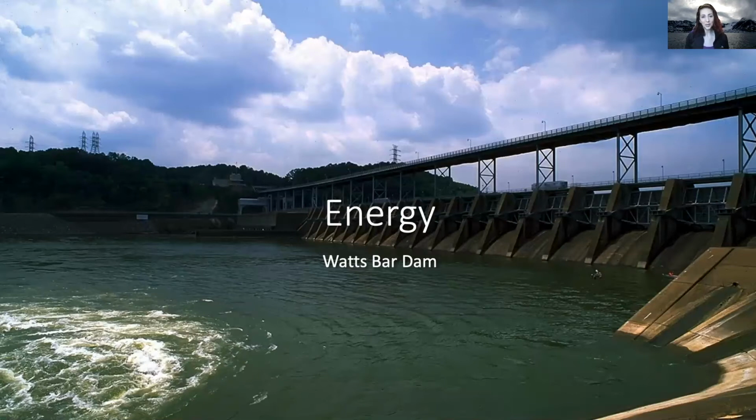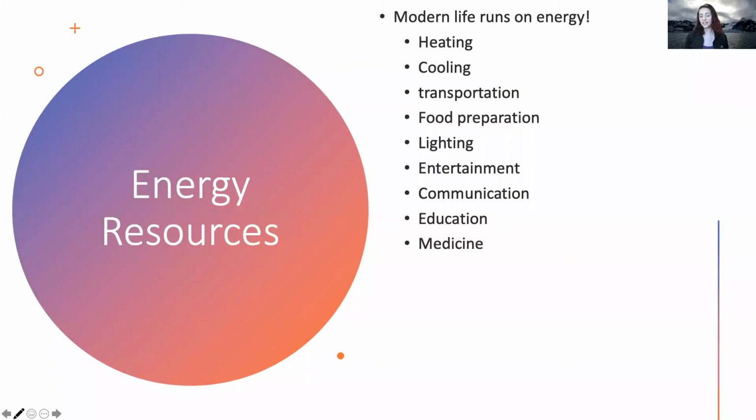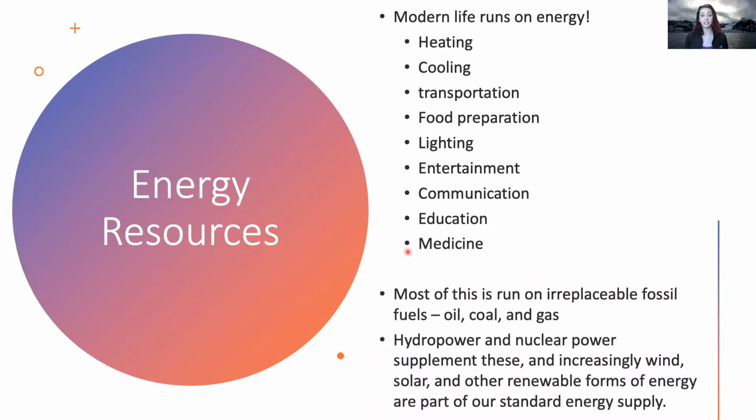In this unit, we're going to begin on the topic of energy. So the first thing we need to ask is, what are different energy resources and what do we use them for? Well, of course, we know that modern life today, especially in the United States, just runs on energy. Everything we need, from heating and cooling to transportation to food prep, all the way through education and medicine, is fueled by energy. And so most of these things are run on irreplaceable fossil fuels.